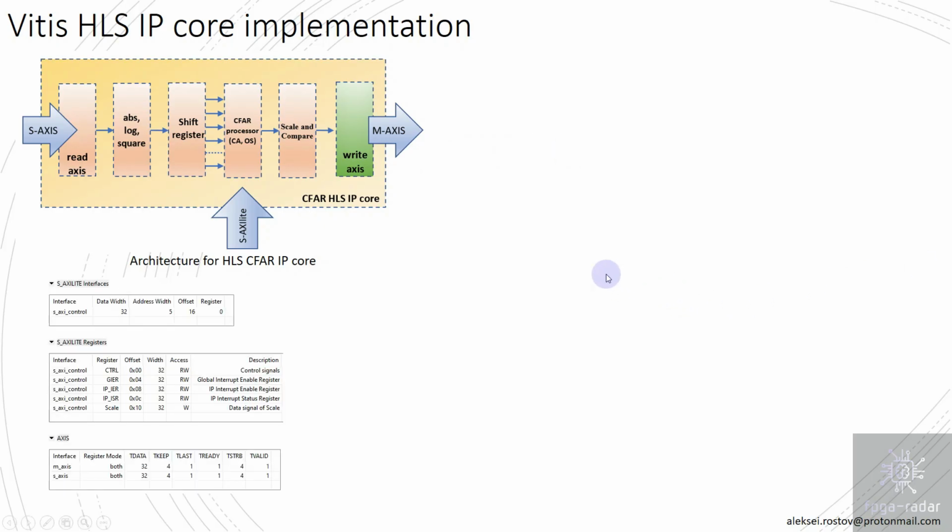The AXI Lite interface is used in order to provide access to IP core registers. Namely, for example, the register with offset 10 is used to write and read the scale factor. The slave AXI stream interface is 32 bits, 16 bits for the real and 16 bits for the imaginary part. And the M-axis interface is 32 bits, with the threshold and the outcome of whether a target is detected or not.